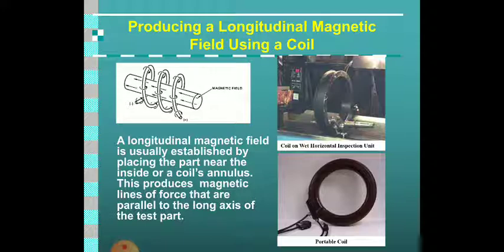And now this is how we produce this particular longitudinal magnetic field. As you can see, it is helpful to detect cracks on the surface. There is a coil on the wet horizontal inspection unit, and there is the portable coil. This longitudinal magnetic field is usually established by placing the part near the inside of a coil's annulus, and this produces magnetic lines of force that are parallel to the long axis of the test part.